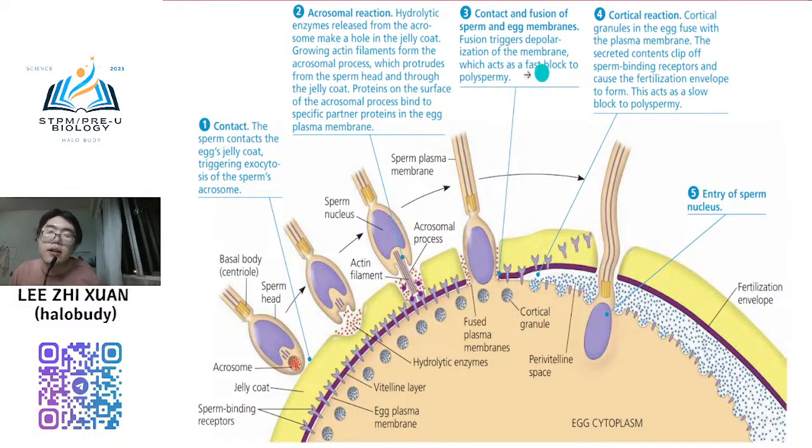The depolarization process is the fast block, because it triggers immediately once the sperm penetrates. But for this one, it needs to take a moment first. You need to trigger the signal transduction process first, and then release calcium ion first, and then the cortical granules fuse to the plasma membrane of the secondary oocyte. So this is slower compared to the depolarization process.